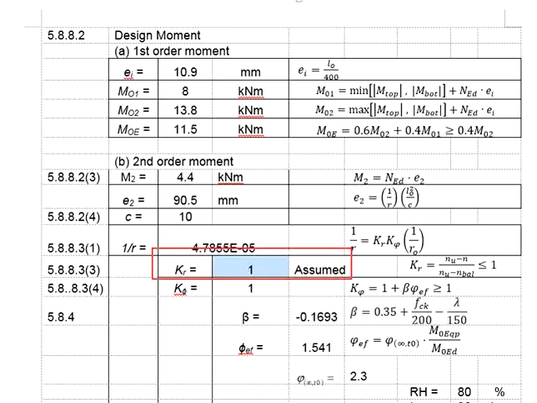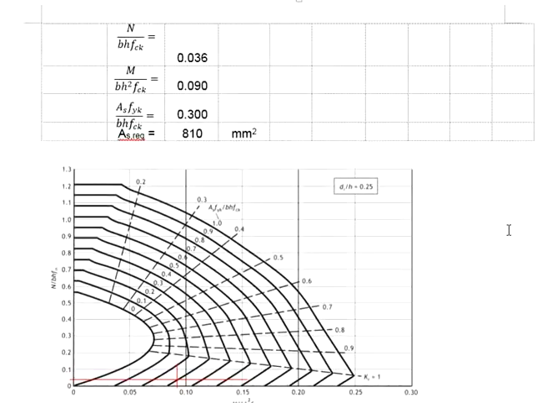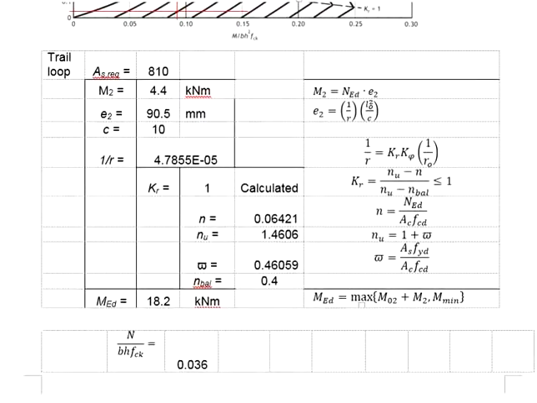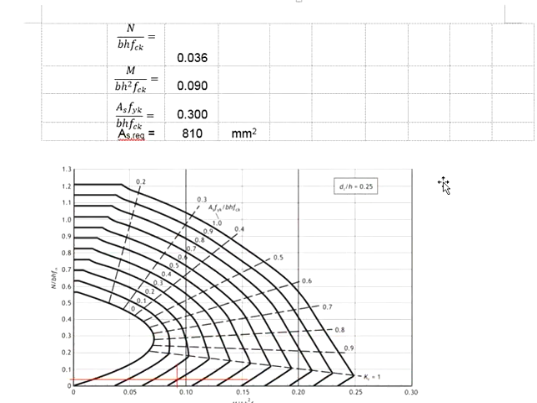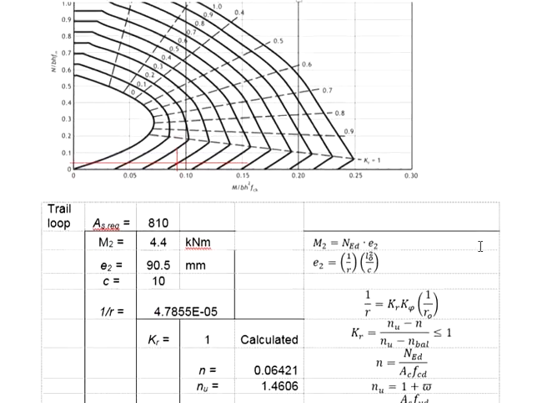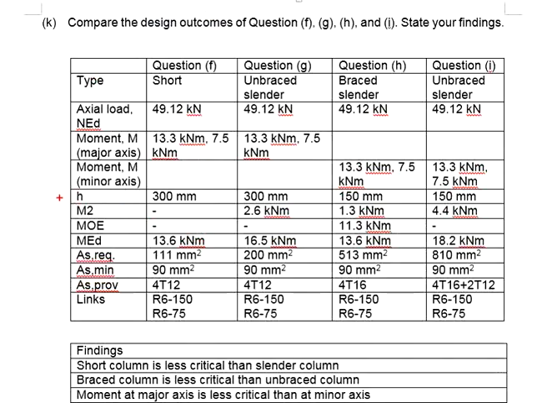If the KR assumed and the KR calculated are not the same, then you will continuously test the KR by substituting with the new AS as calculated from the design chart. The process will continue until you reach a constant KR, where you can confirm your M2. This is about the M2.